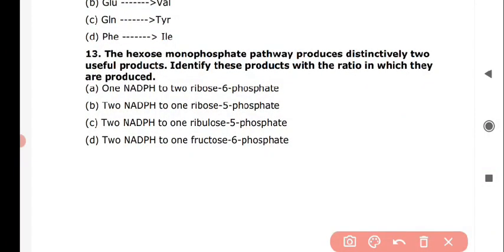Next question is, the hexose monophosphate pathway, HMP pathway, produces distinctively two useful products. Identify these products with the ratio in which they are produced. And the correct answer is option B, 2 NADPH to 1 ribose 5 phosphate.